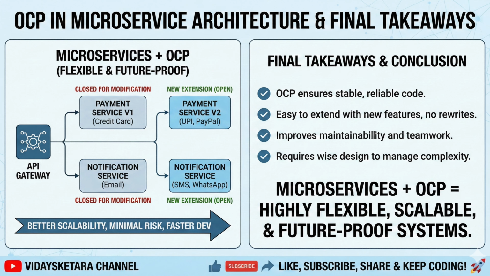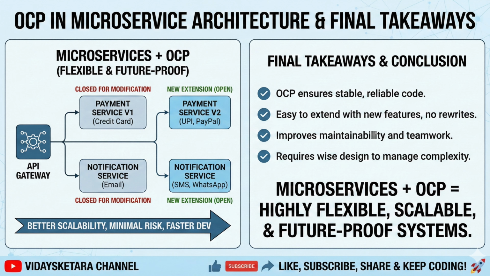Similarly, in notification microservices, you might start with email notifications. Later, when you need SMS, push notifications, or WhatsApp alerts, you simply add new services without breaking the old one. Microservices naturally support OCP because they are loosely coupled, independently deployable, and designed to grow by extension rather than modification. This approach gives us better scalability, zero or minimal risk to existing features, faster development, ability to add new capabilities without breaking production. However, we must also be careful.